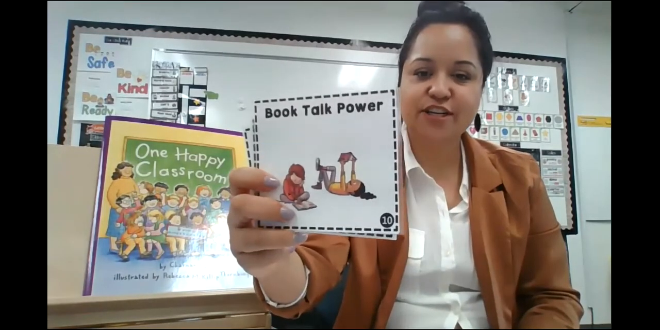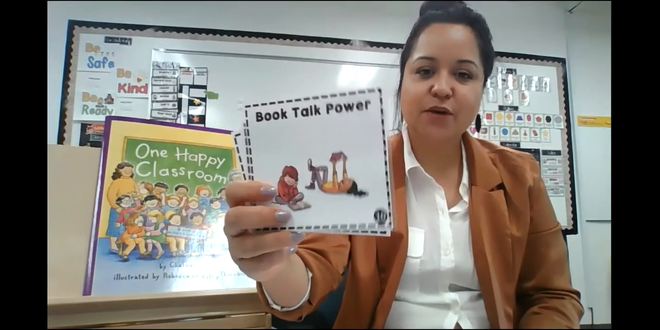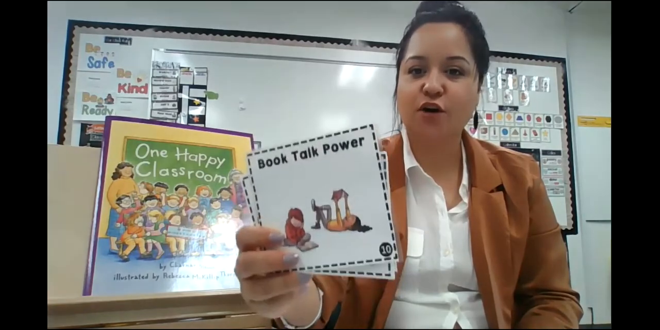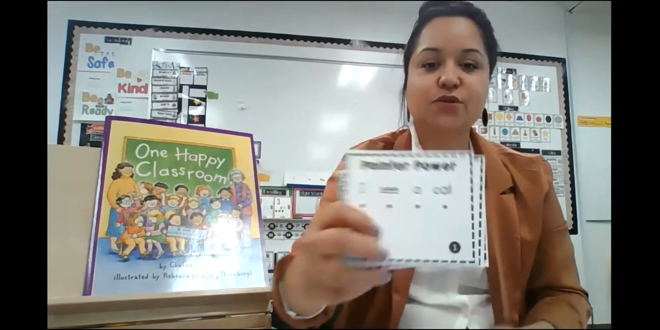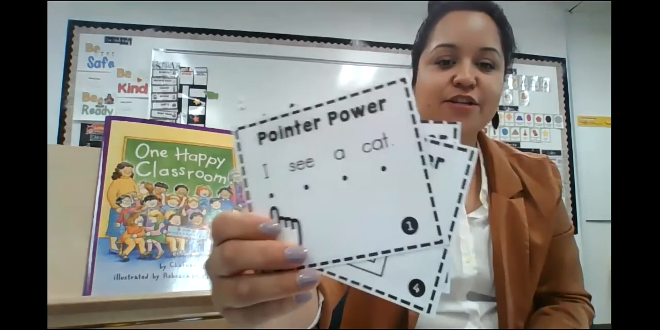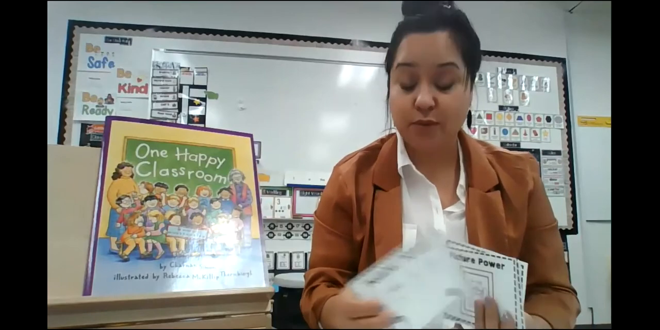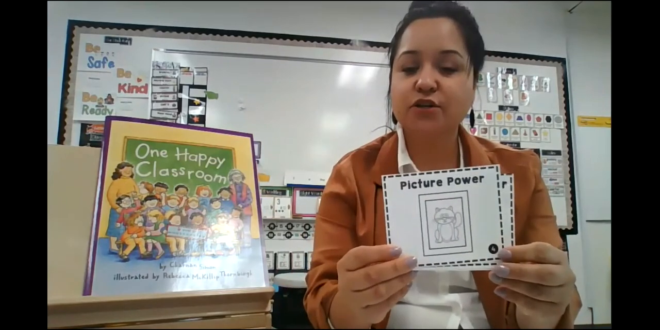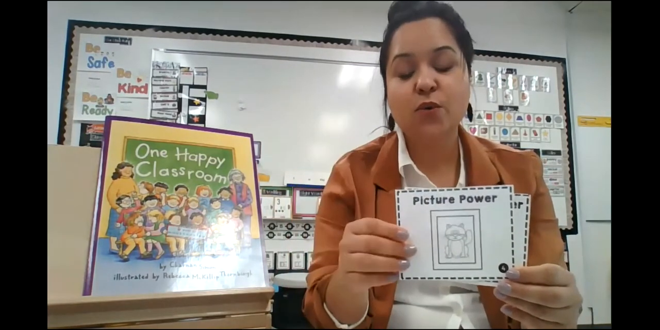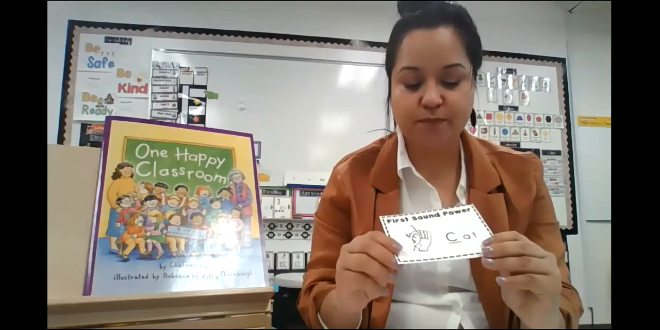Alrighty, so let's review all the skills we learned yesterday. One of them was to book talk with someone at your house. What was the story about? The other one is using our fingers to point when we are reading. The other one was to use picture clues. So we look at the picture to give us a clue what the word in the story is.